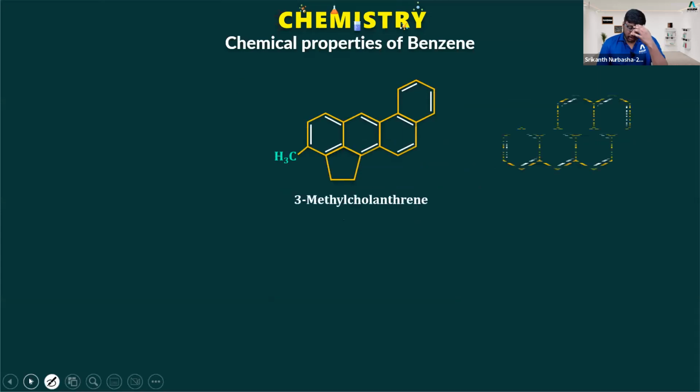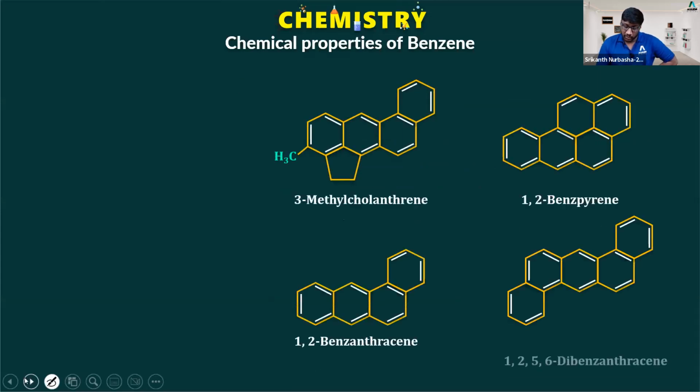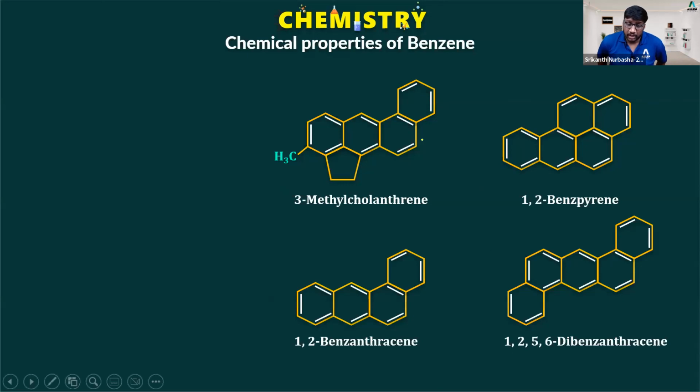Some such molecules are given here. You just have to note them down. Note down in the sense that you don't need to write them in your notes, just understand. I'll be sharing the PDF handouts. So there are some molecules like 3-methylcholanthrene, benzanthracene, and 1,2,5,6-dibenzanthracene. Yes or no? These molecules are carcinogenic in nature, that is, cancer producing.